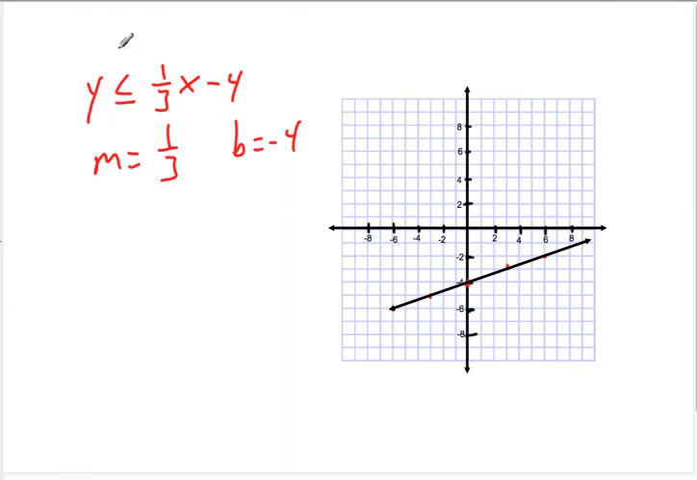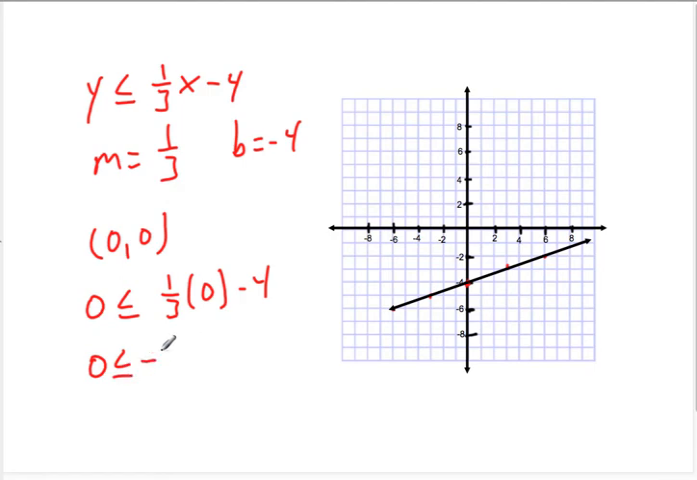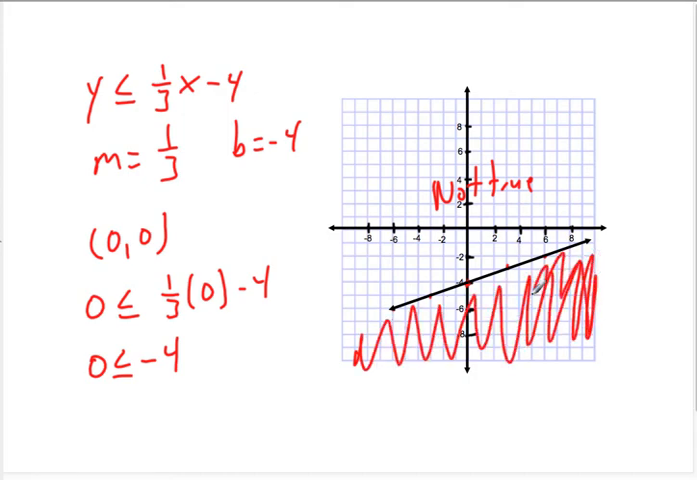So again, I'll choose 0, 0. It's an easy point to check. So 0 is less than or equal to 1/3 times 0 minus 4. With a little simplification, I get 0 is less than negative 4. That's not true. So I'm going to shade down here because this is true. Now keep in mind when you're doing your work, do not write not true. It just means you don't put anything there. So when something's not true, it means you shade on the other side.